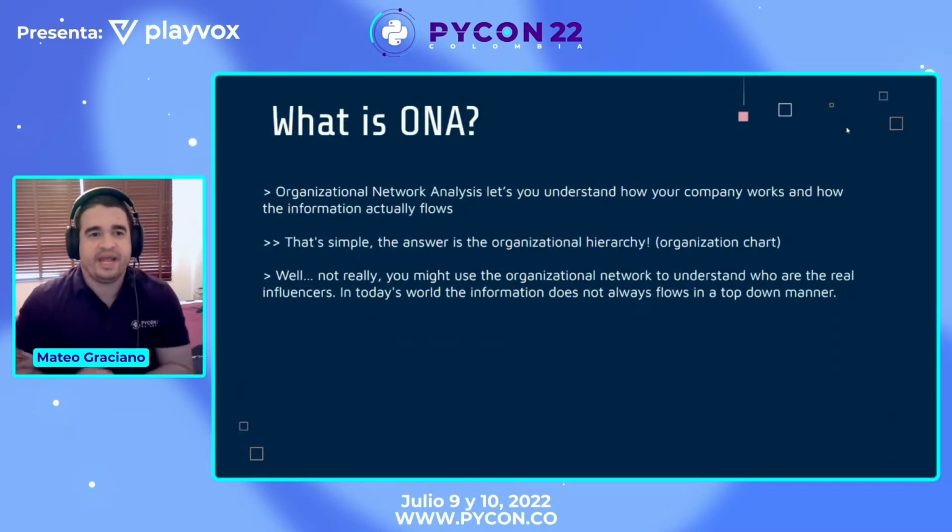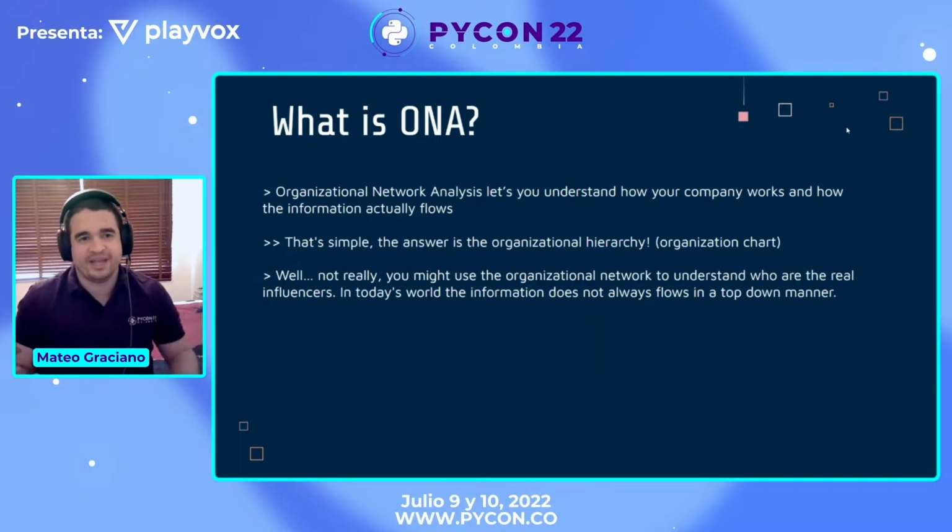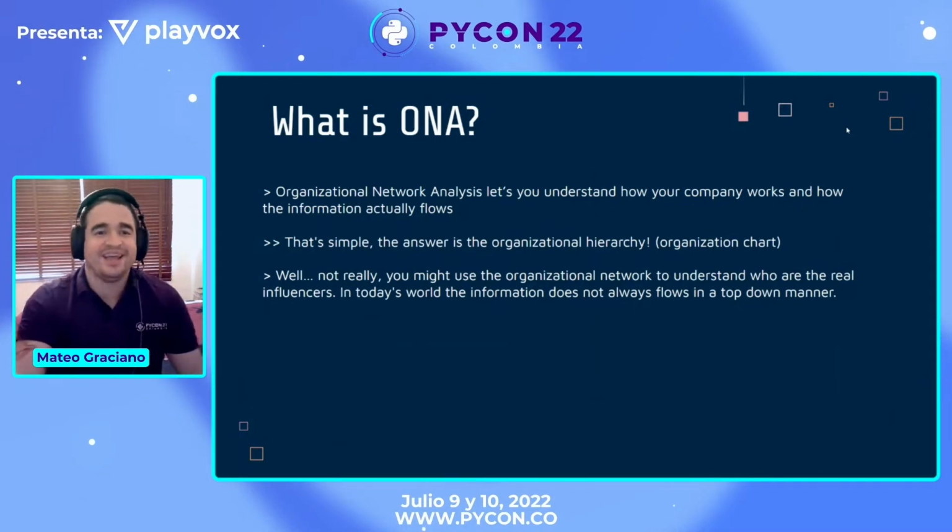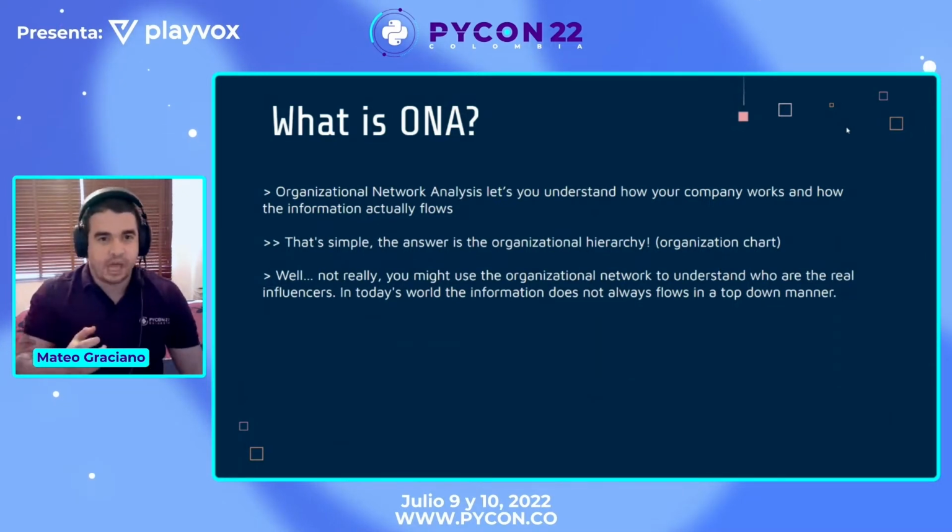So, what is ONA? The first thing about ONA is what is an organizational network. Well, the most important part of this is that you have to understand that organizations are made by people, and people have connections. So basically, an organizational network is where you see the connections of the people. And the first answer is, but that's pretty simple. You have the organization chart, and that's the hierarchy of an organization. And yes, that's kind of true because that's why the organization chart exists.